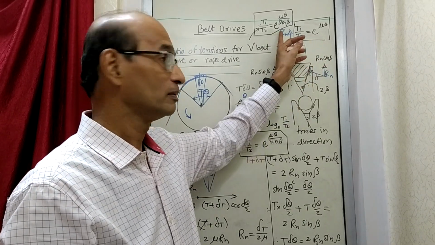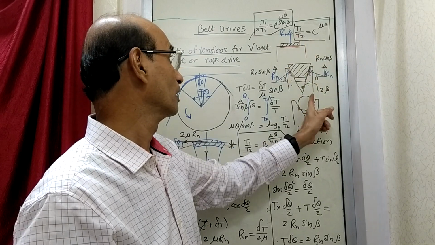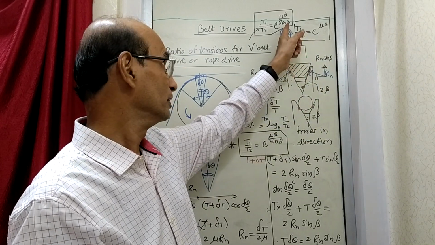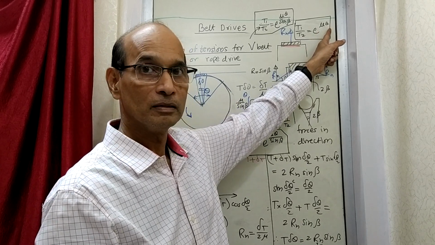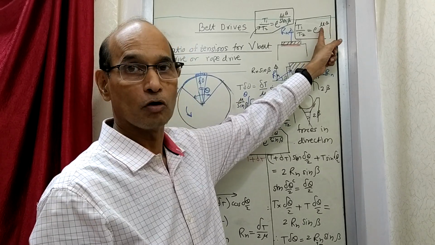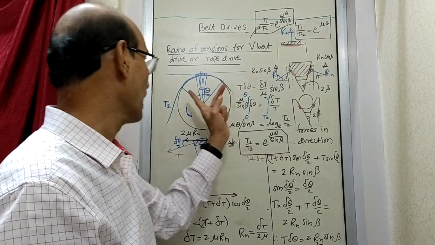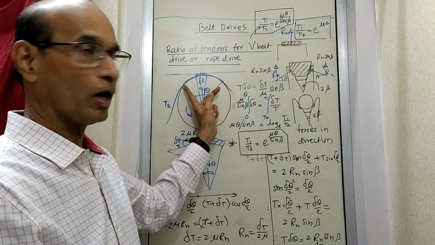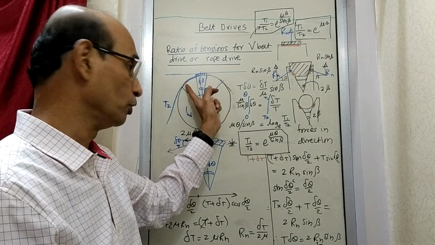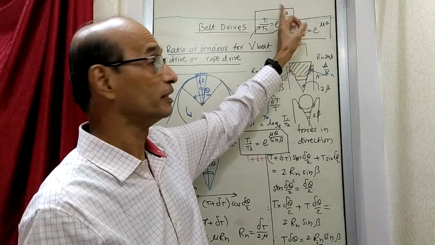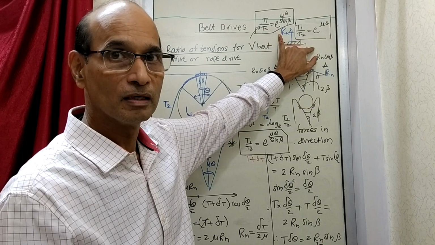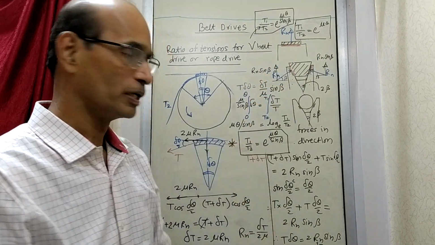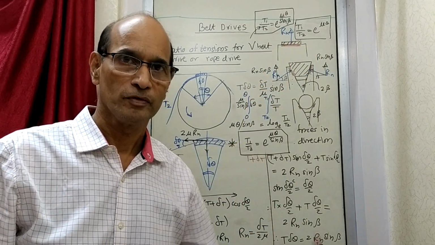For V belt, this is the derivation, where the angle 2 beta is brought into picture in the equation at this place, and otherwise it is mu and theta, where mu is coefficient of friction and theta is the angle of cover, angle of lap. How much is the belt in contact with pulley, that is shown by angle theta. So these two derivations are extremely important derivations for two cases which we have studied here just now. Okay. You can write down here.